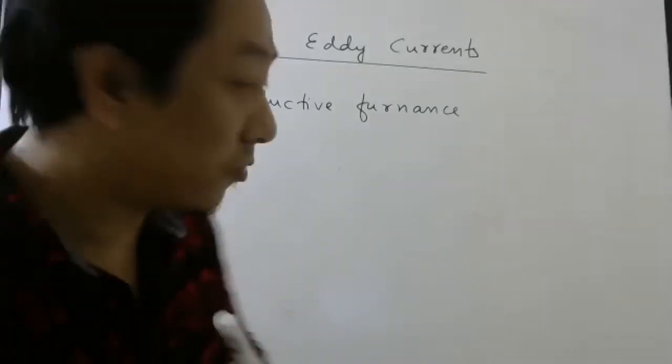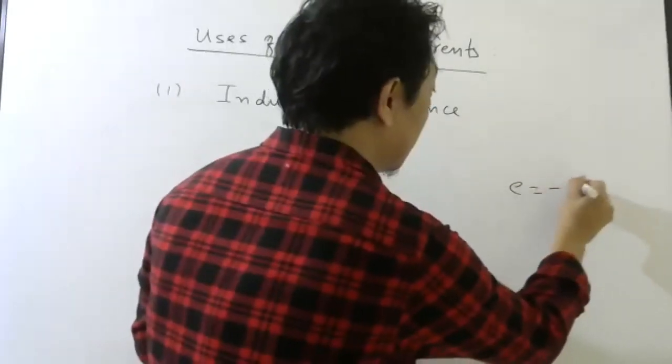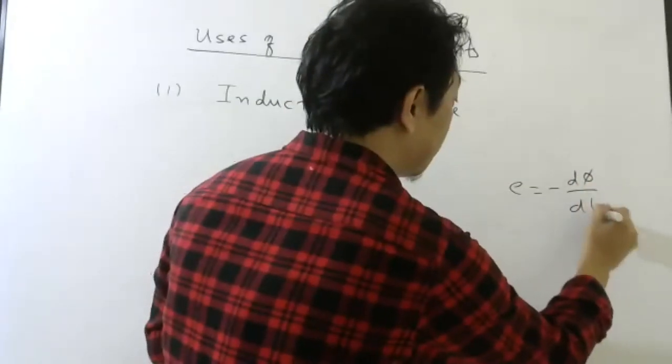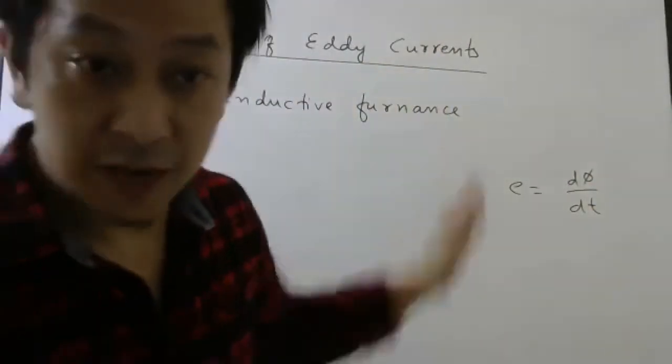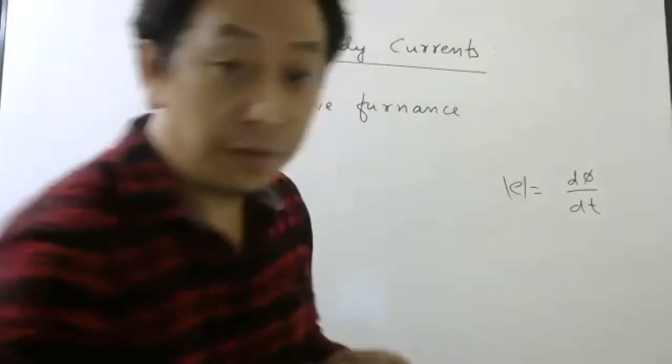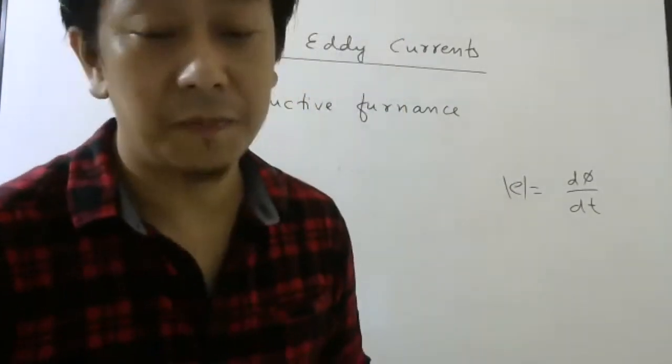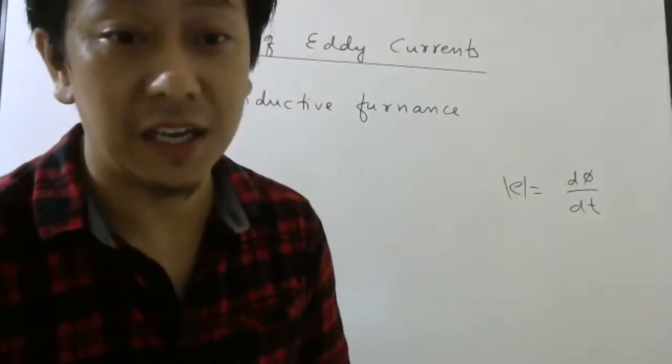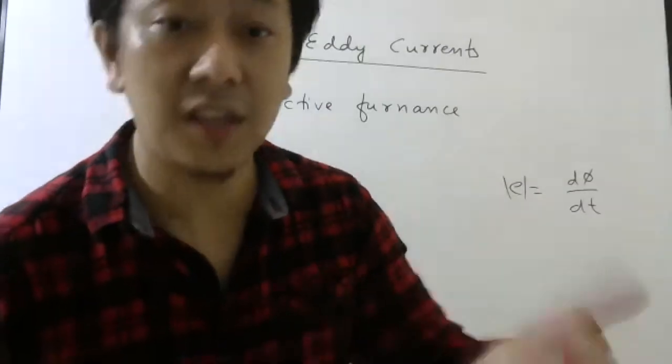Agree or not? What was the formula for EMF produced? d phi by dt. Correct? d phi by dt in magnitude. If you change the flux very quickly, time taken will be very small or very large.